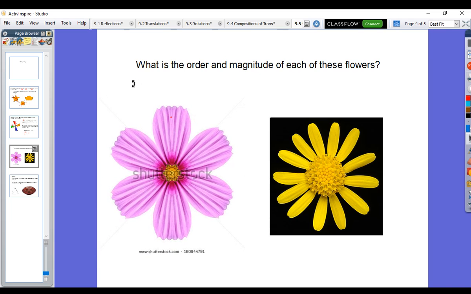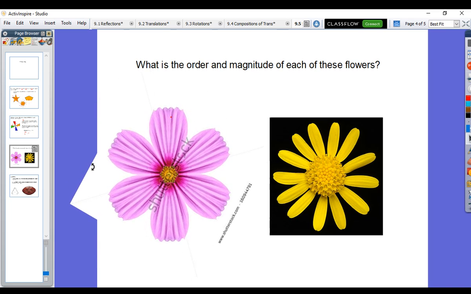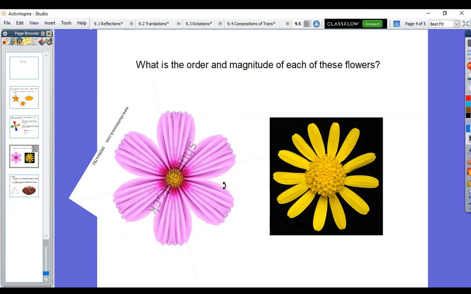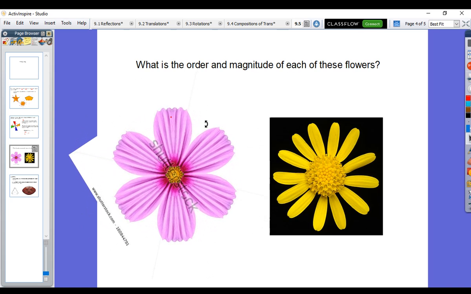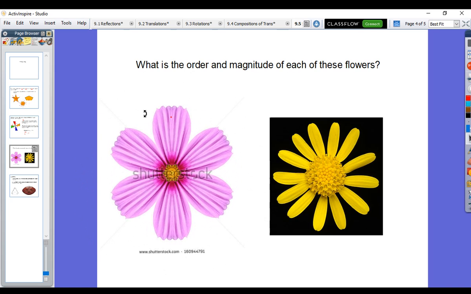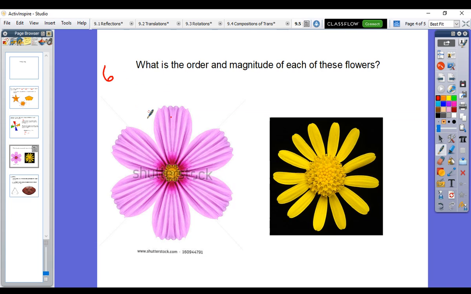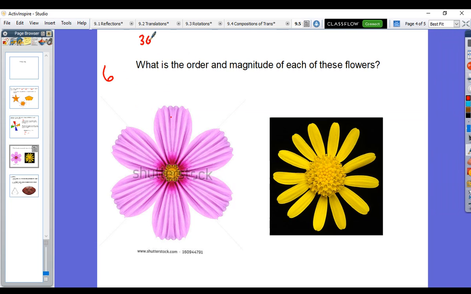All right, let's go. 1, 2, 3, 4, 5, 6. So the order of this particular one is 6. Now to figure out the magnitude, we're going to take 360 divided by 6. That gives us 60 degrees. The magnitude of that is 60 degrees.